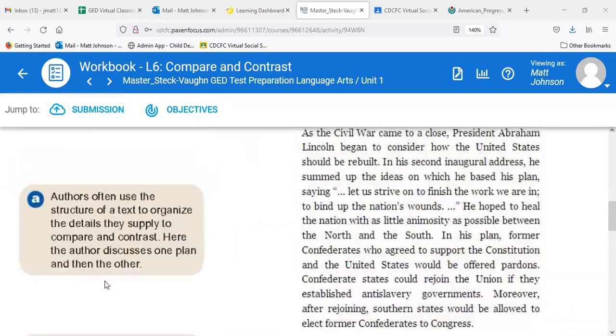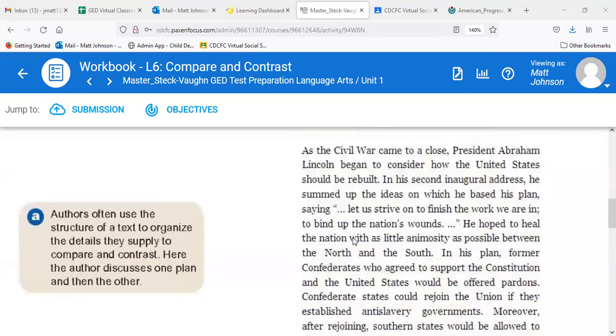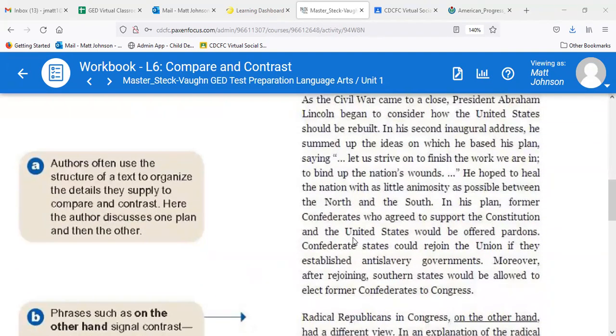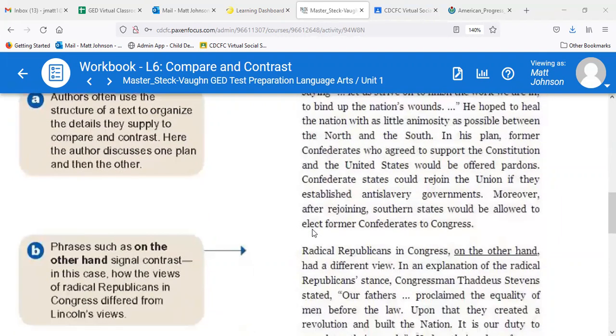So right here it says in our text, authors often use the structure of a text to organize the details they supply to compare and contrast. Here the author discusses one plan and then the other. So, that's the way it's organized. We start with Lincoln, his ideas to reconcile and heal in the beginning there, and then it talks some more about the details of how he planned to do that.